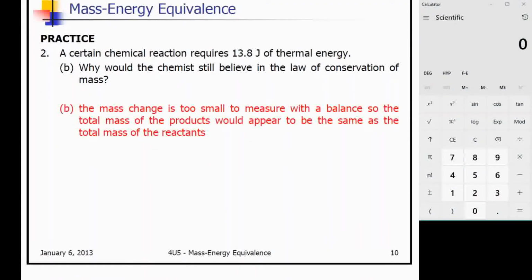Now it says, why would a chemist still believe in the law of conservation of mass? The law of conservation of mass, of course, states that in chemical reactions, the mass is unchanged. The reason we can use that in chemistry is because the mass change is so small, it wouldn't even be detected by a balance.